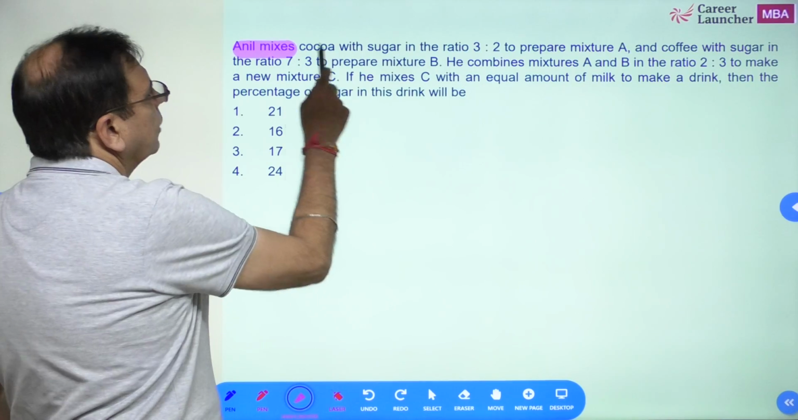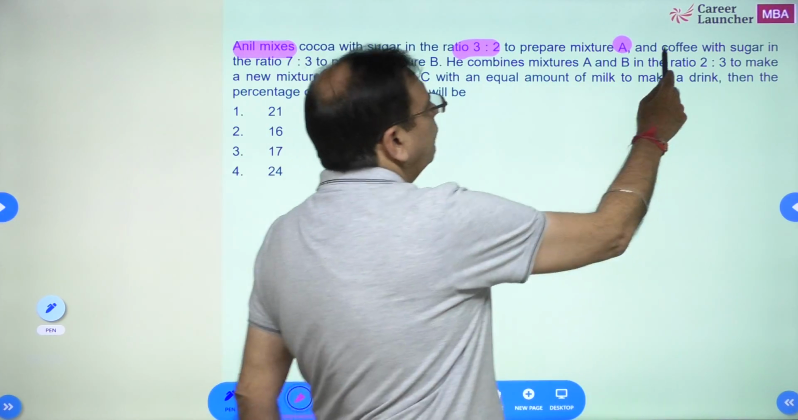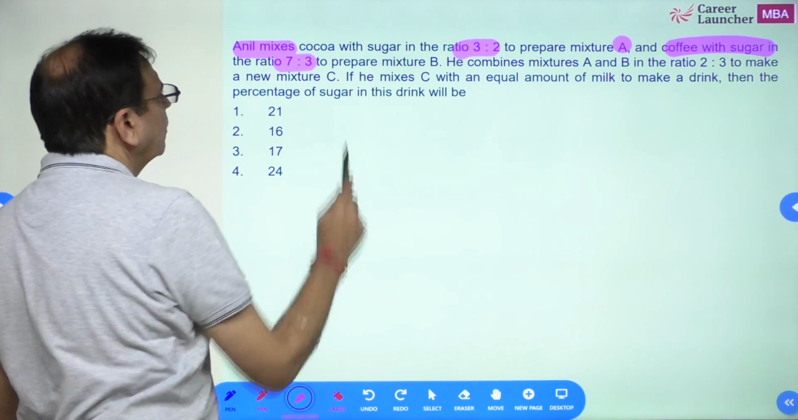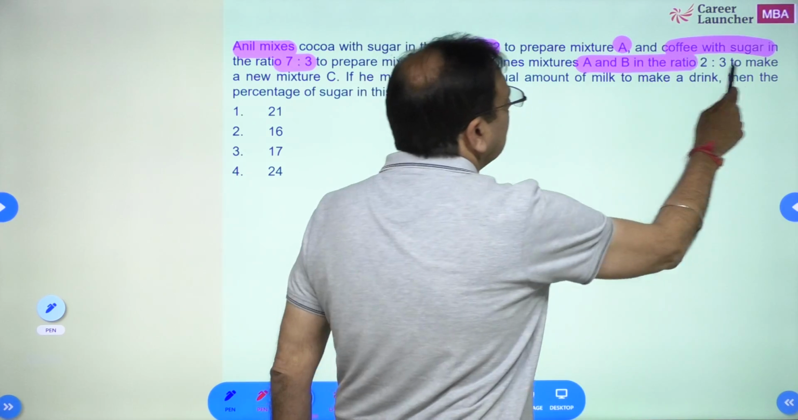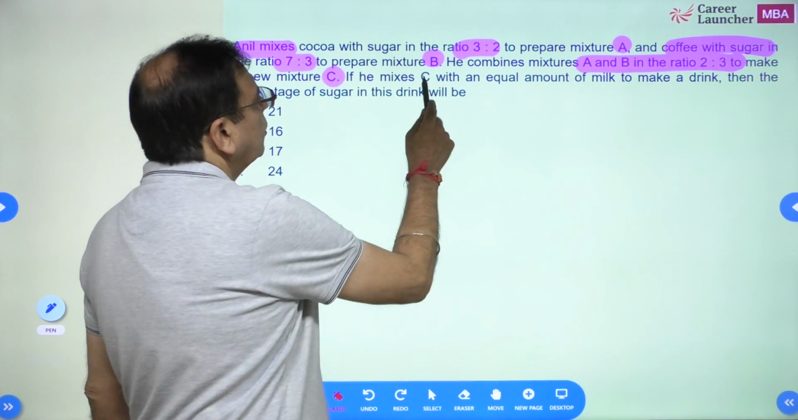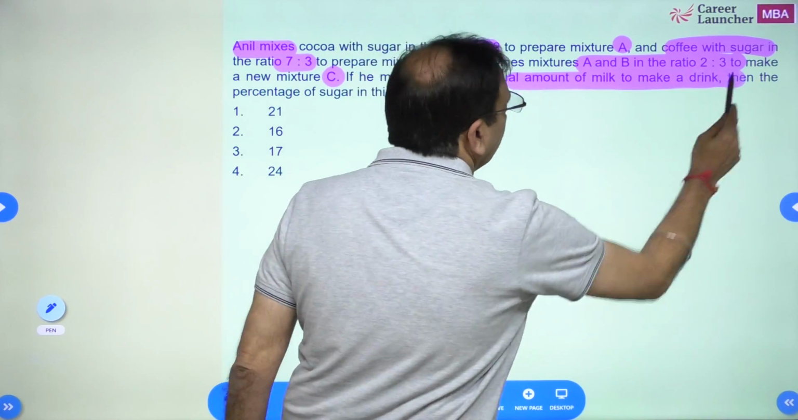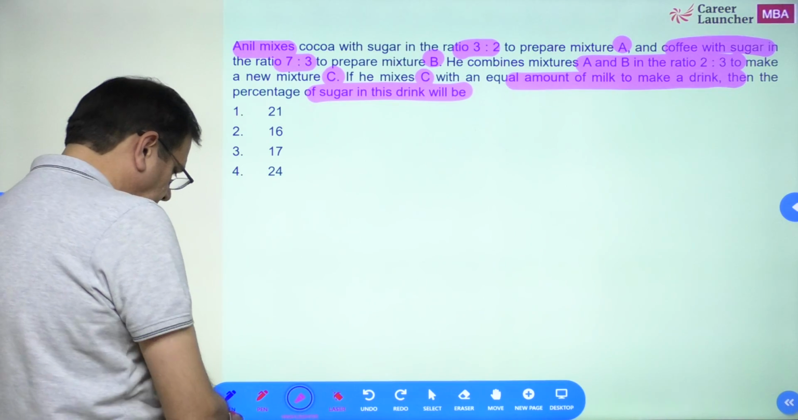Anil mixes cocoa with sugar in the ratio of 3:2 to prepare mixture A, and coffee with sugar in the ratio of 7:3 to prepare mixture B. He combines A and B in the ratio of 2:3 to make a new mixture C. If he mixes C with an equal amount of milk to make a drink, then what is the percentage of sugar in the drink? Okay.